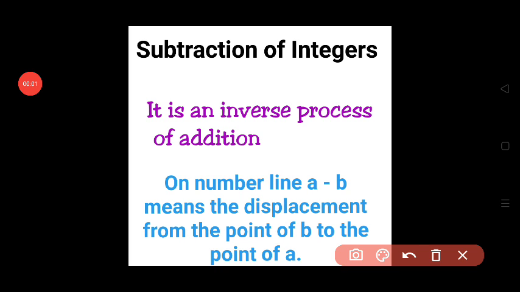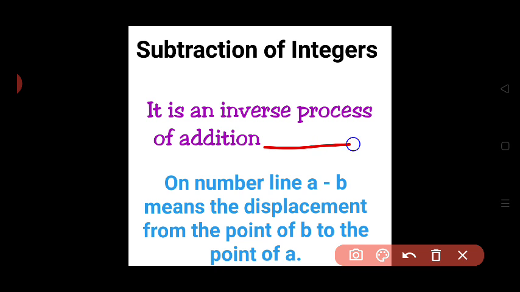Our next topic is subtraction of integers. Subtraction, as we know, is an inverse process of addition. Here it is on a number line. A minus B means the displacement from the point of B to the point of A.